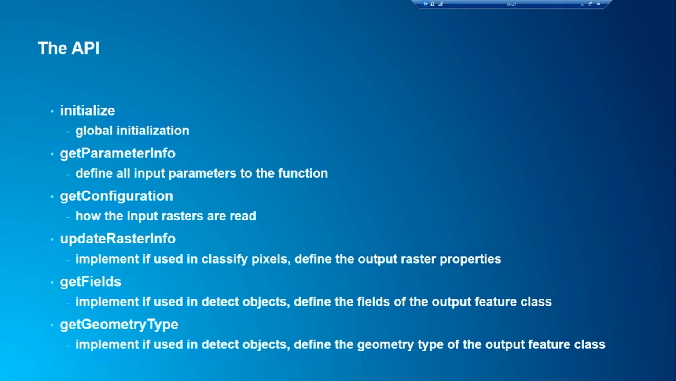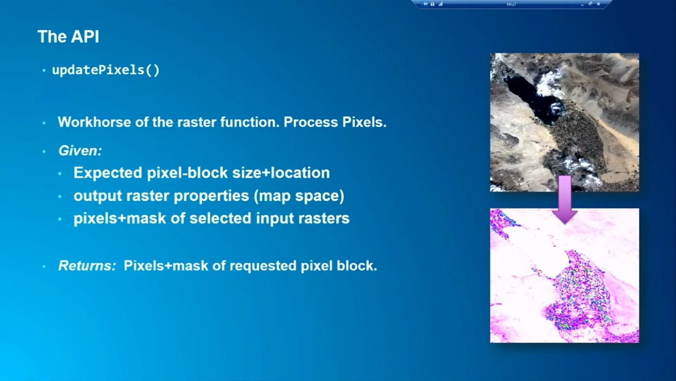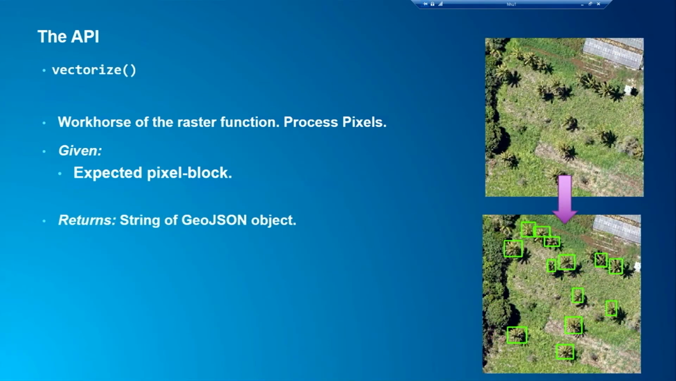If you want to run inference on your raster to get a feature class, you will need to implement getFields and getGeometryType. That defines the output fields of the output table, and the geometry type defines whether the output feature is a point, polygon, or polyline, those kinds of things. The two most important APIs are updatePixels, which I just showed in the Hello World example, and if you want your raster to save a feature class, you will then need to implement vectorize.